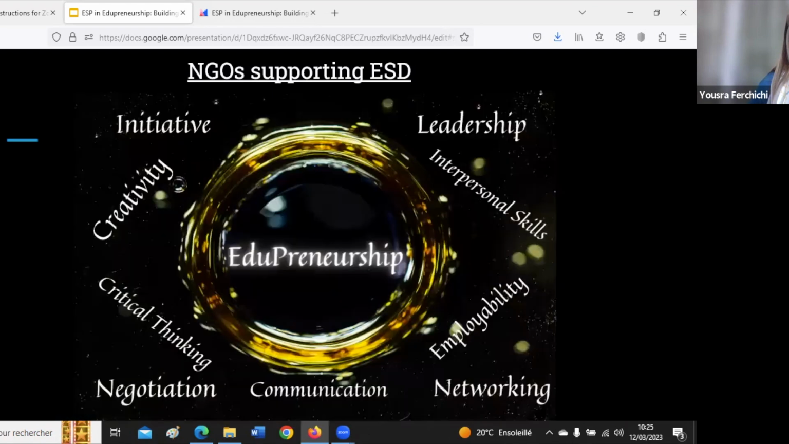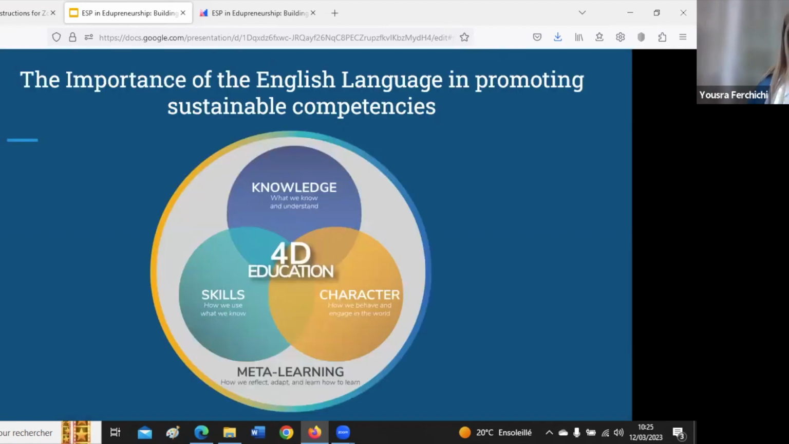And now, since we're talking about entrepreneurship in education, I allowed myself to create a portmanteau word, a combination of two words: entrepreneurship in education, Edupreneurship. The list of skills goes with taking initiative, leadership, creativity, using interpersonal skills, critical thinking skills, networking. And now we go beyond talking about 21st century skills to talking about a 4-dimensional framework, which is the 4D education.